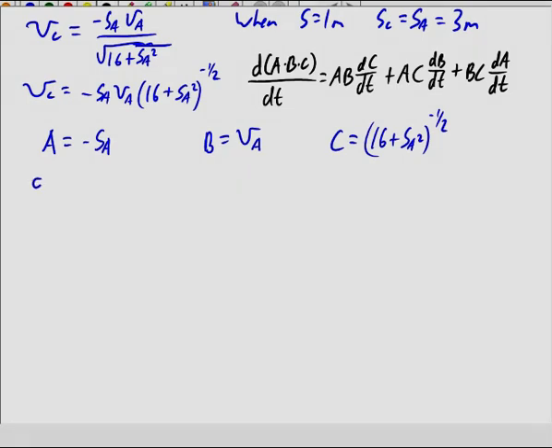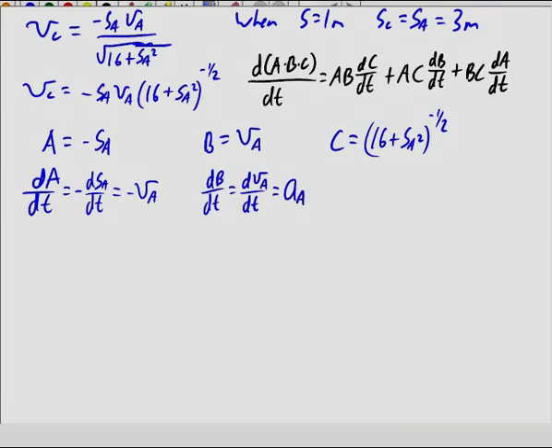So dA/dt, this one's pretty easy. The derivative of the position is going to be d(negative SA)/dt, which we know is also negative VA. The derivative of position is velocity. Now we're going to take the derivative of b with respect to time. Well, the derivative of velocity we know is acceleration. I'm going to write it longhand here. The derivative of velocity with respect to time is equal to the acceleration of A.